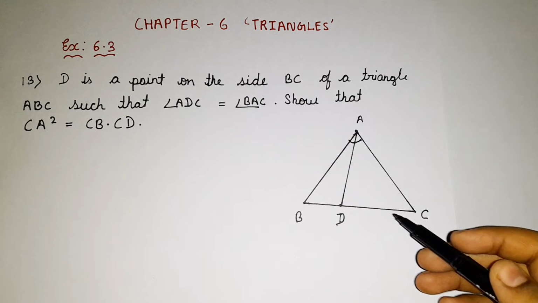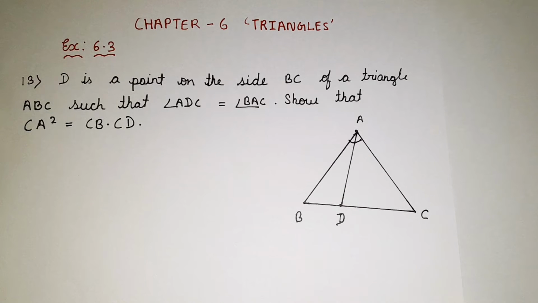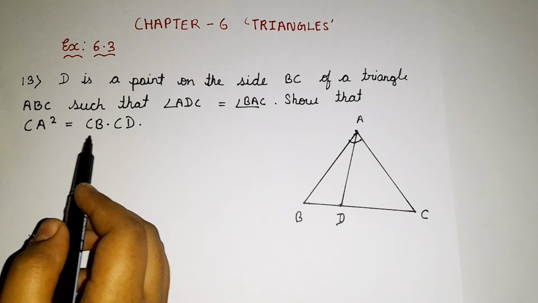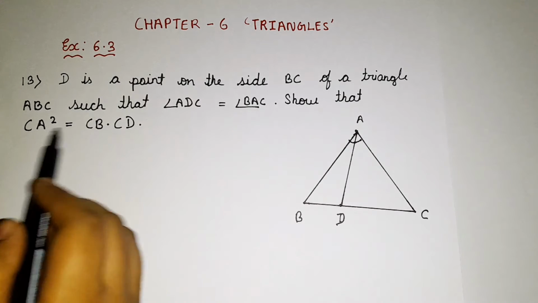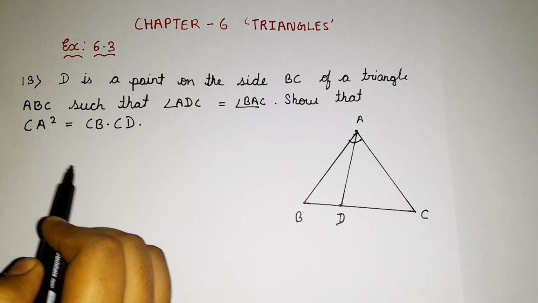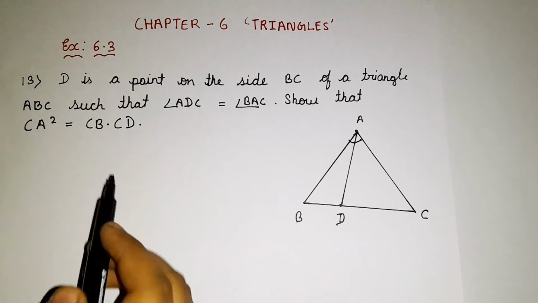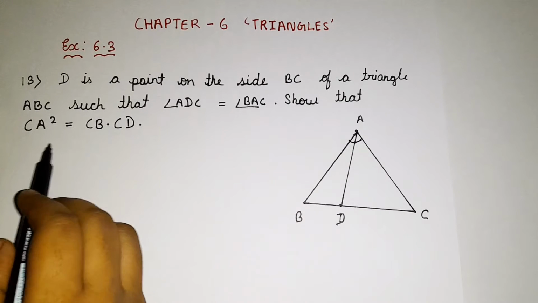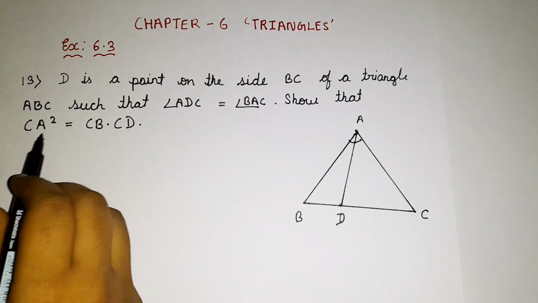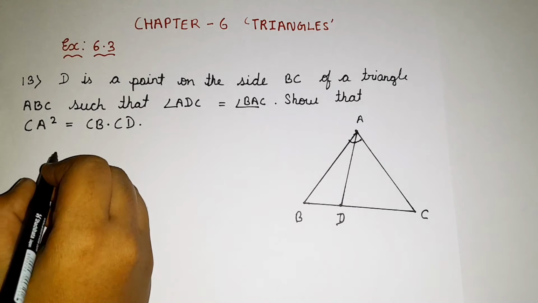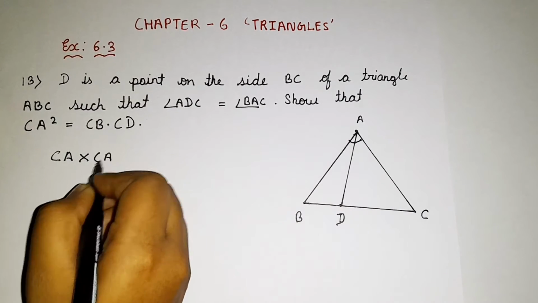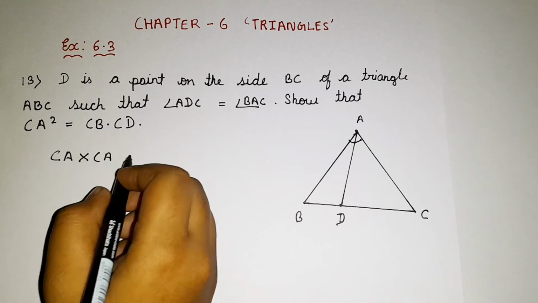Alright guys, now what are we supposed to show? We are supposed to show that CA square is equal to CB into CD. How can we show this? Till the 12th question we just faced problems in which we are supposed to prove similarity, am I right? But here we have something different. Don't worry guys. Here we have CA square, so instead of writing CA square, if you write CA into CA, it will be perfect. CA square means CA into CA.